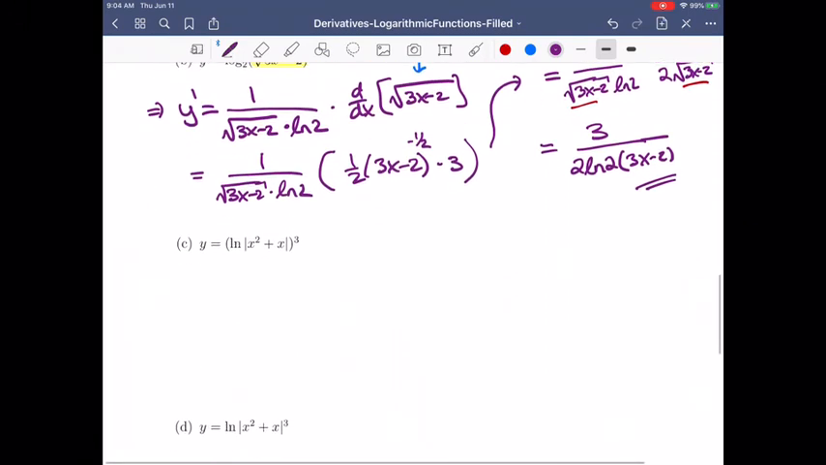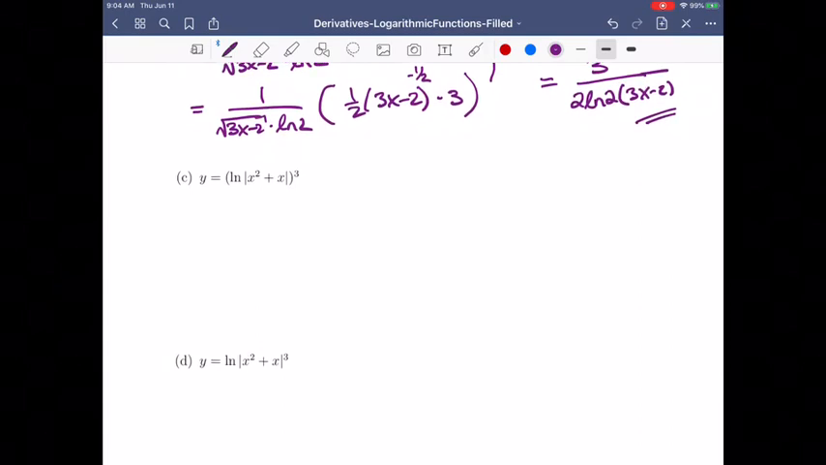Okay, so let's try another one. Now C and D look very similar, but their answers are actually very different. Here I have a multiple chain rule. The ln of the absolute value of x squared plus x is all inside the cube, so that I could let be u. Then y is u cubed.